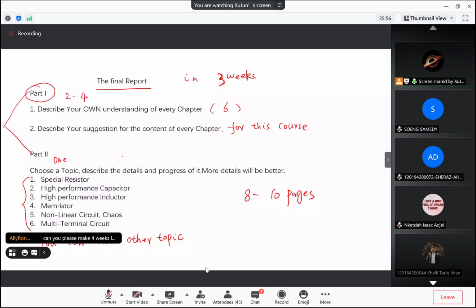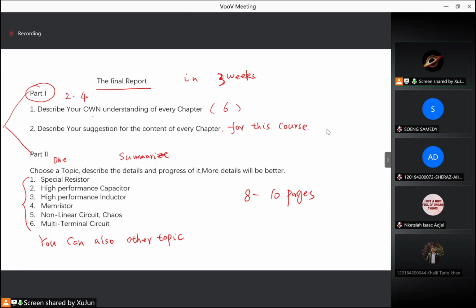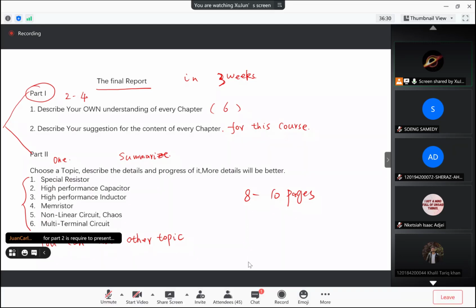And for part 2, you should summarize the topic, and you should not just copy. For part 1, everybody should be different. So if I find any 2 or more of you copied each other, I will give you a 0 score. Understand? So don't try to copy others. Don't give your report to any others to copy.